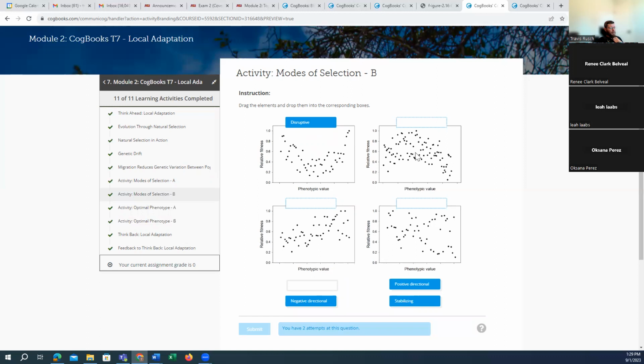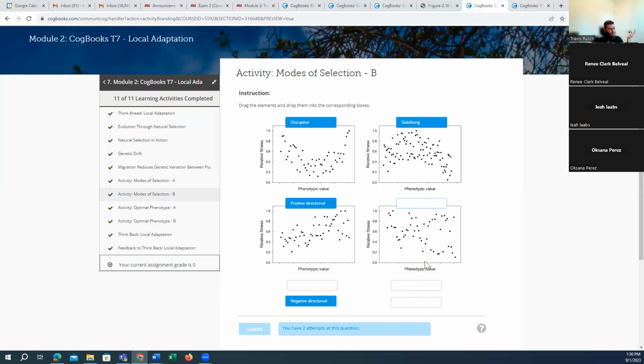And then what is this one right here in the top right? I would say stabilizing for that one. Yeah, I would agree too, for the reasons we talked about. At low phenotypic values, we have low fitness, at intermediate we have high fitness, and at high values, we again have low fitness. So it's going to push towards the middle to stabilize around the central value. And then which direction are we going here for relative fitness? Are we going positive or negative in this chart? Positive. Yeah, that's positive because both values are going up together. And then the last one is going to be negative directional, right?